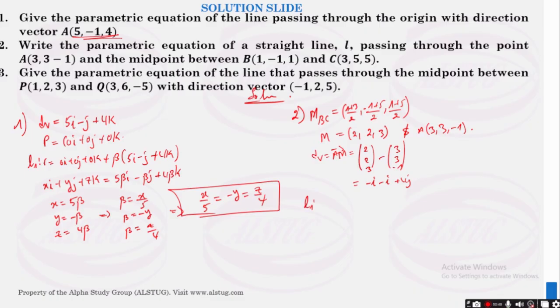Therefore, our line L, let's say L2, will be such that r is equal to, now I would prefer not to use the midpoint here, I will use the point A. So we'll have 3i plus 3j minus k plus mu into negative i minus j plus 4k.